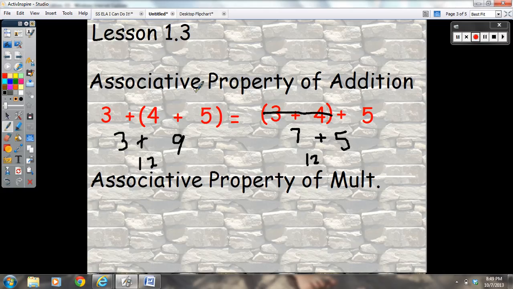Therefore, this is showing me the associative property of addition. The grouping can be different, and the sum can remain the same.